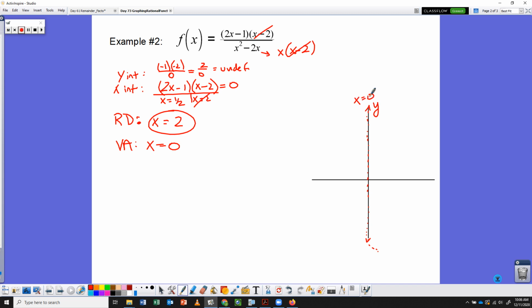And then horizontal asymptote. We're looking at the degree on top, which is a quadratic. The degree on bottom is a quadratic. And the leading coefficient of that quadratic on top would be 2 in front of the x squared over 1 in front of the x squared from the denominator. So this is going to be y equals 2. I think this is actually the graph that we made in our previous day's notes. Doesn't hurt to do it again.